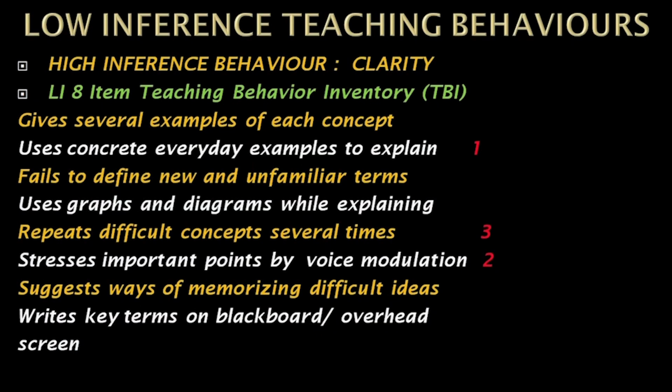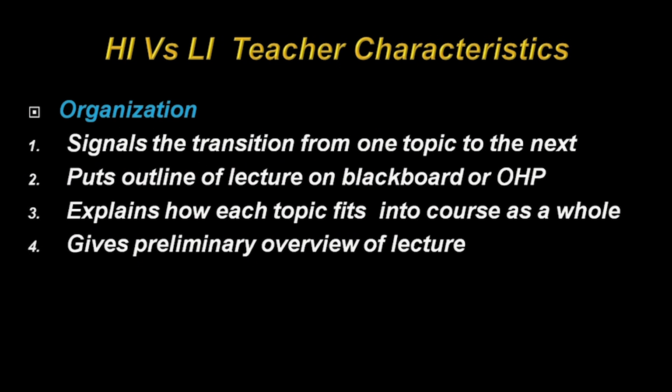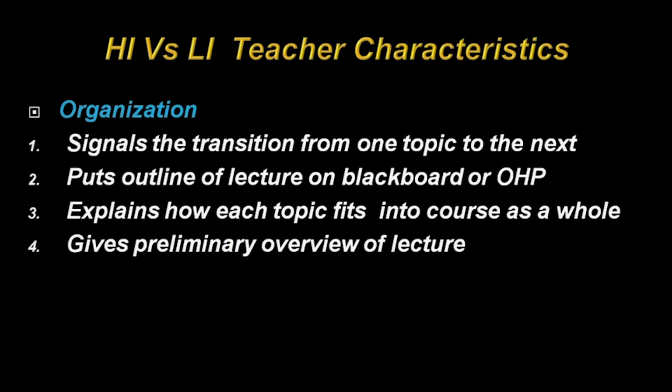Here are other examples. High inference versus low inference teaching characteristics. I am not now giving the relative importance, but here I am saying organization of a course. Somebody is weak or somebody is strong in organization of a course. If somebody is strong, what does he do? Signals the transition from one topic to the next, puts outline of lecture on blackboard or OHP, explains how each topic fits into the course as a whole, gives preliminary overview of the lecture. Are these clear? These are very, very clear instructions that this is what you should do to improve organization, if you are low on organization.